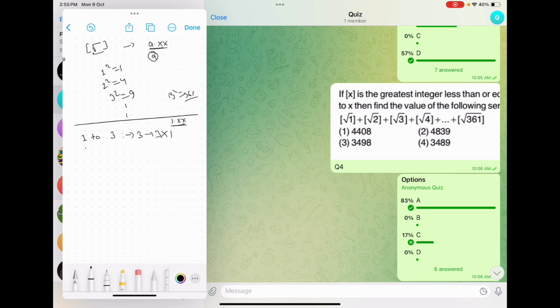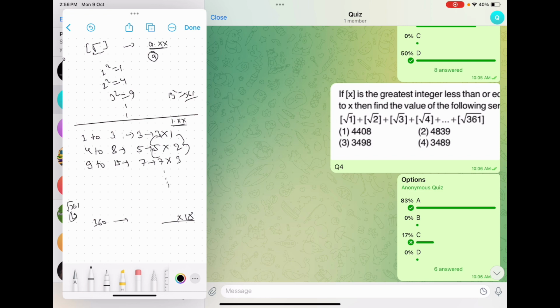Now from 4 to 8, in total we have 5 numbers and each will result in 2, that's quite obvious. Now from 9 to 15, in total we have 7 terms and each will result in 3. Now you must have spotted that this is an AP: 1, 2, 3 and 3, 5, 7. It will go on till 360, and till 360 each of them will be 18. And one extra term we have is 361, and root 361 is 19. We'll add this later on.